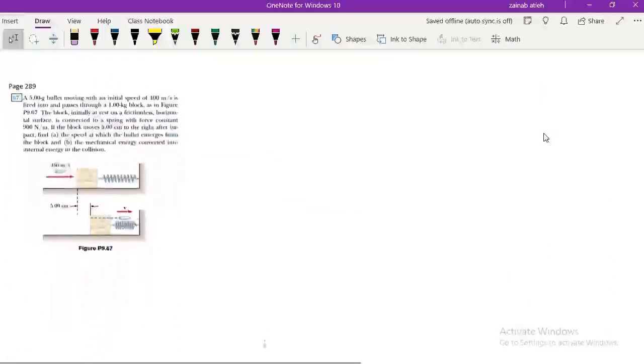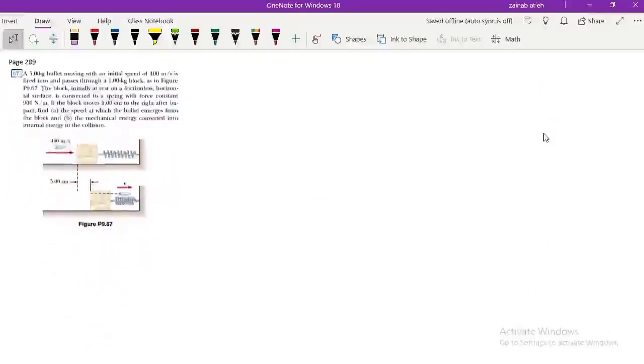I will now solve problem 67, page 289. This problem says a 9-gram bullet moving with an initial speed of 400 meters per second is fired into and passes through a 1 kilogram block, as in figure 9.67. The block, initially at rest on a frictionless horizontal surface, is connected to a spring with force constant 900 Newton per meter. If the block moves 5 centimeters to the right after impact, find the speed at which the bullet emerges from the block. The mechanical energy converted into internal energy in the collision.